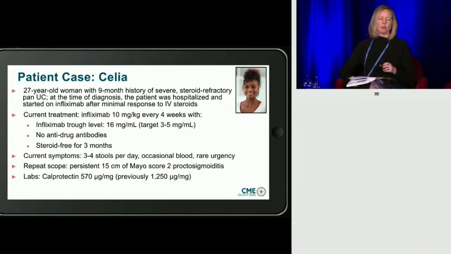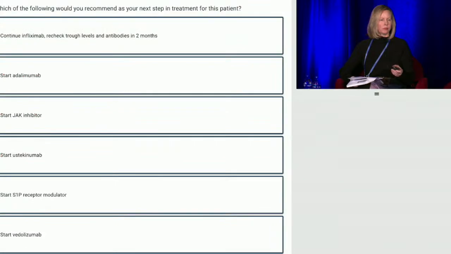However, she's starting to have symptoms again, 3 to 4 stools per day. You scope her, she has Mayo 2 proctosigmoiditis, and her fecal calprotectin, while lower, is still elevated. So what would we do next for her?